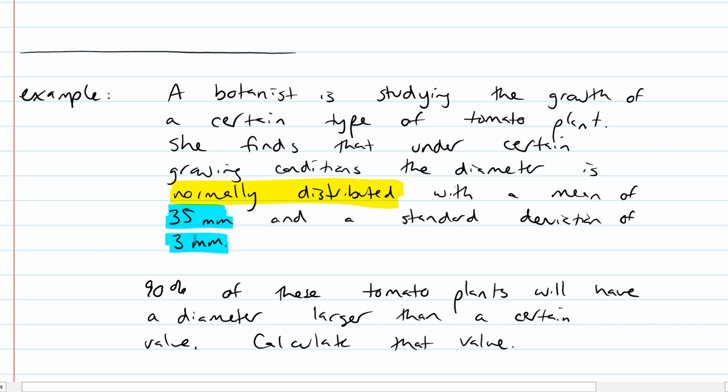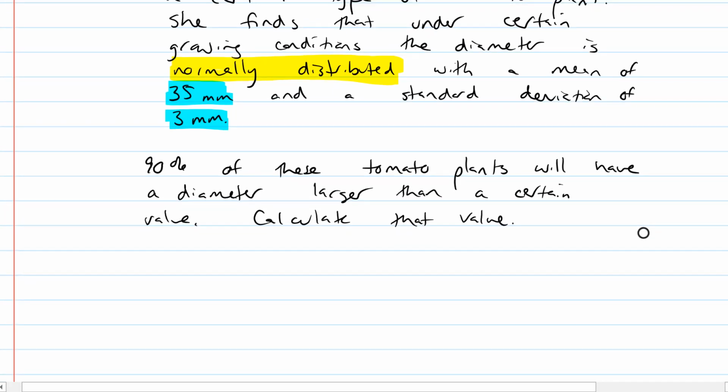And the question asks us to calculate the following. 90% of these tomato plants will have a diameter larger than a certain value. Calculate that value. Now, if we were to just draw a little picture here, and again, on your test number 3, you don't need to draw a little picture. You could do so on your scrap paper on the side if you wanted to. But basically what we want to do is color in the area that is 90% above a certain value. So if our mean here is 35 millimeters, and here's our x up here, we want to draw a line and have 90% of the area be above that line.